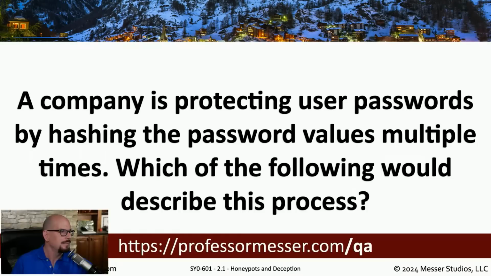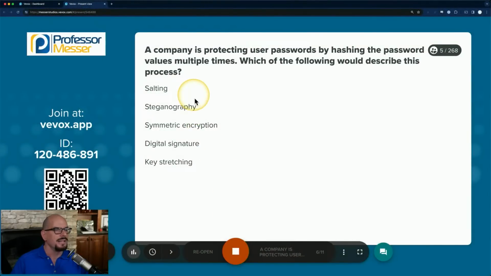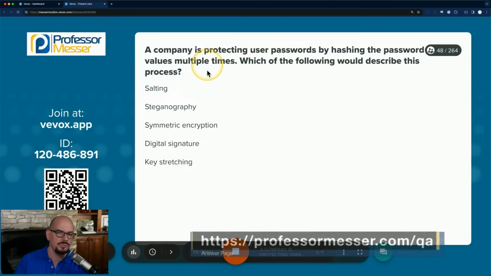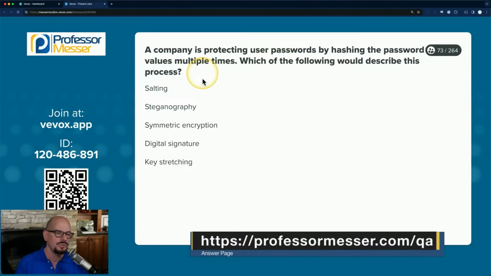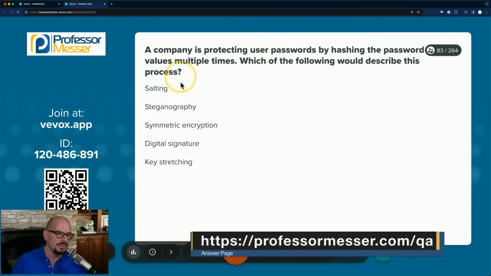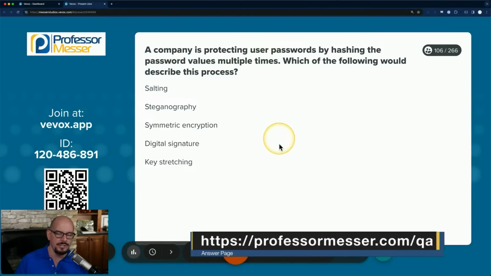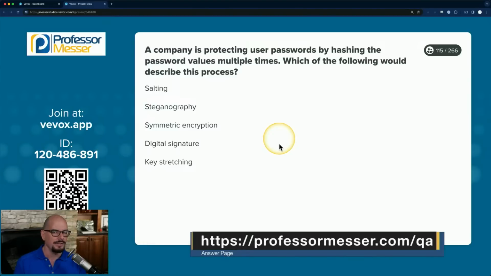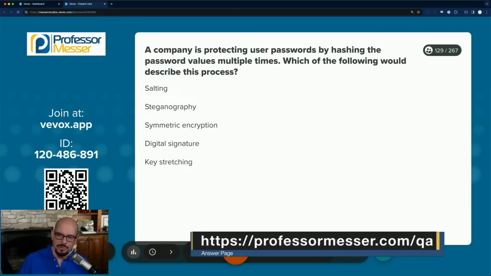Is it salting, steganography, symmetric encryption, digital signature, or key stretching? A company is protecting user passwords by hashing the password values multiple times. Which of the following would describe this process? Is it salting, steganography, symmetric encryption, digital signature, or key stretching? If you think you know the answer, follow the link on your screen. Go to professormesser.com/QA and lock in your answer.